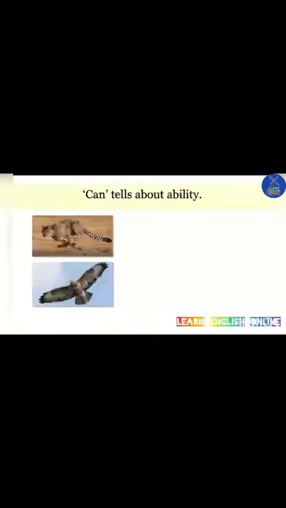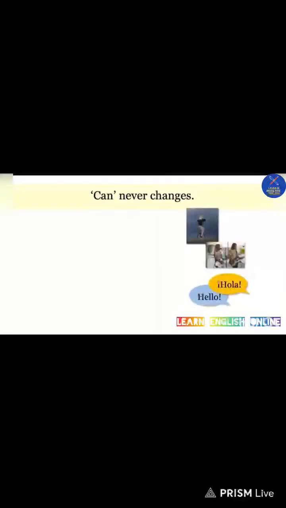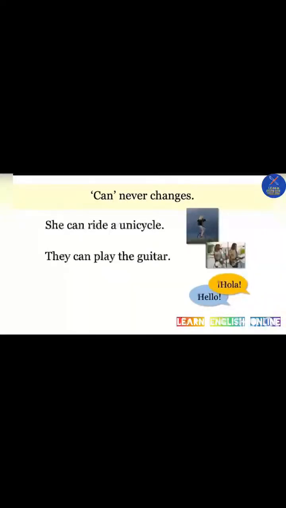Can tells about ability. You probably know a cheetah can run very fast. A hawk can't run very fast, but it can fly very fast. Can tells us what these animals are able to do. Can never changes. Let's look at some examples. She can ride a unicycle. They can play the guitar. I can speak 2 languages.